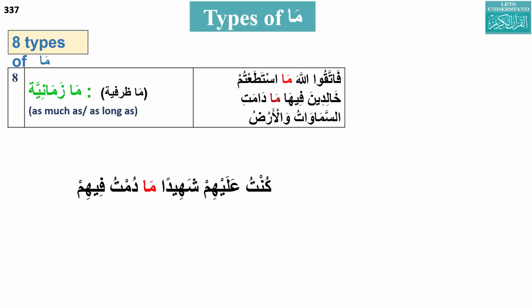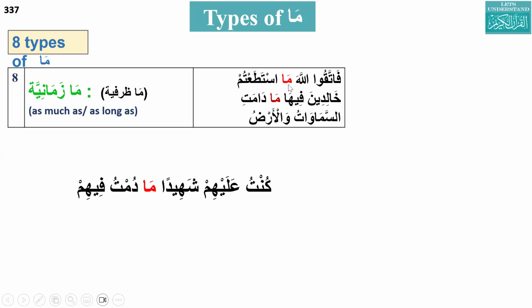Next, the last type of ma we have, that is ma zamaniya. Basically, it talks about time or quantity, a period of time. So it is about time or quantity. We can understand it by example. Let's say this first example: فَاتَّقُوا اللَّهَ مَا اسْتَطَعْتُمْ. So here, you all fear Allah.